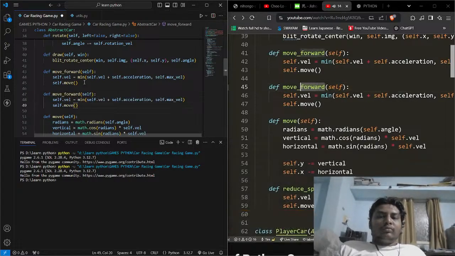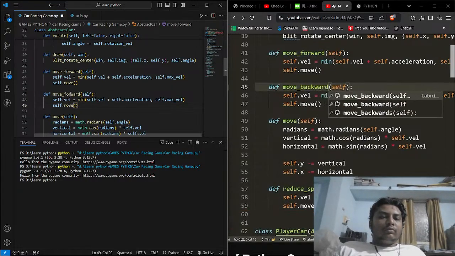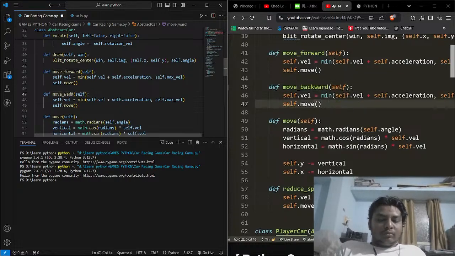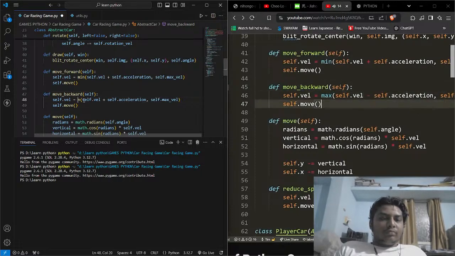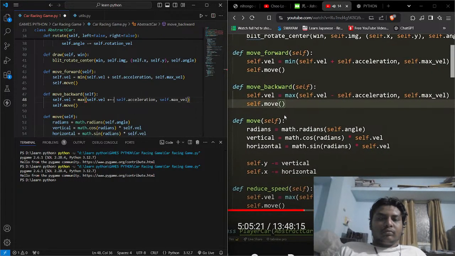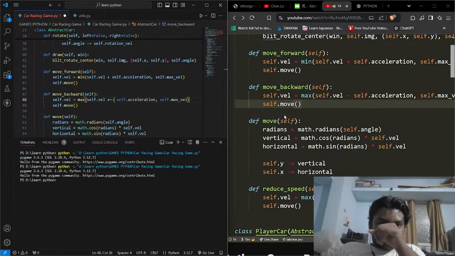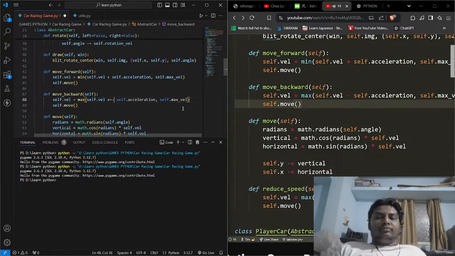So we're going to make another method here, and this is going to be called move backward. And inside of here, we're going to say self.vel is equal to the maximum of, and this is going to be self.velocity minus self.acceleration. When we move backwards, we need to subtract the acceleration because we're trying to go in the opposite direction. So we want a negative velocity to be moving backwards because it's like the reverse gear in your car. You don't turn around to go backwards. You can just rotate the wheels in the other direction, which is what we're going to do here.